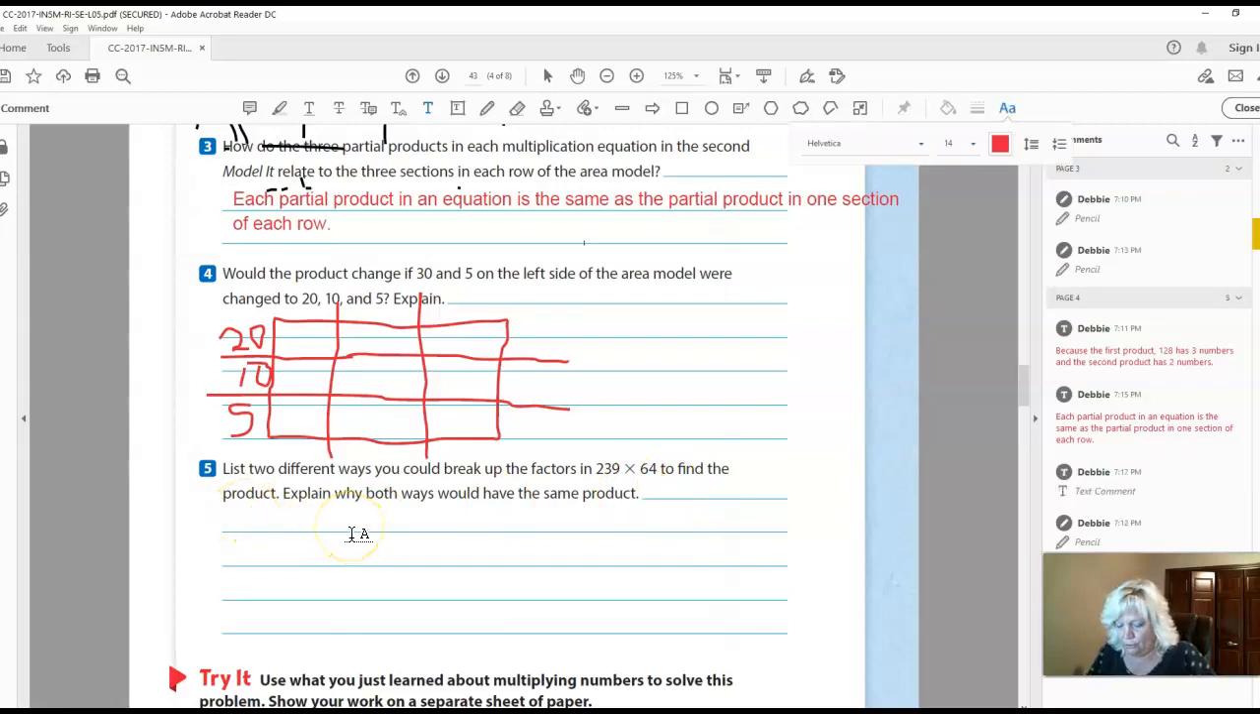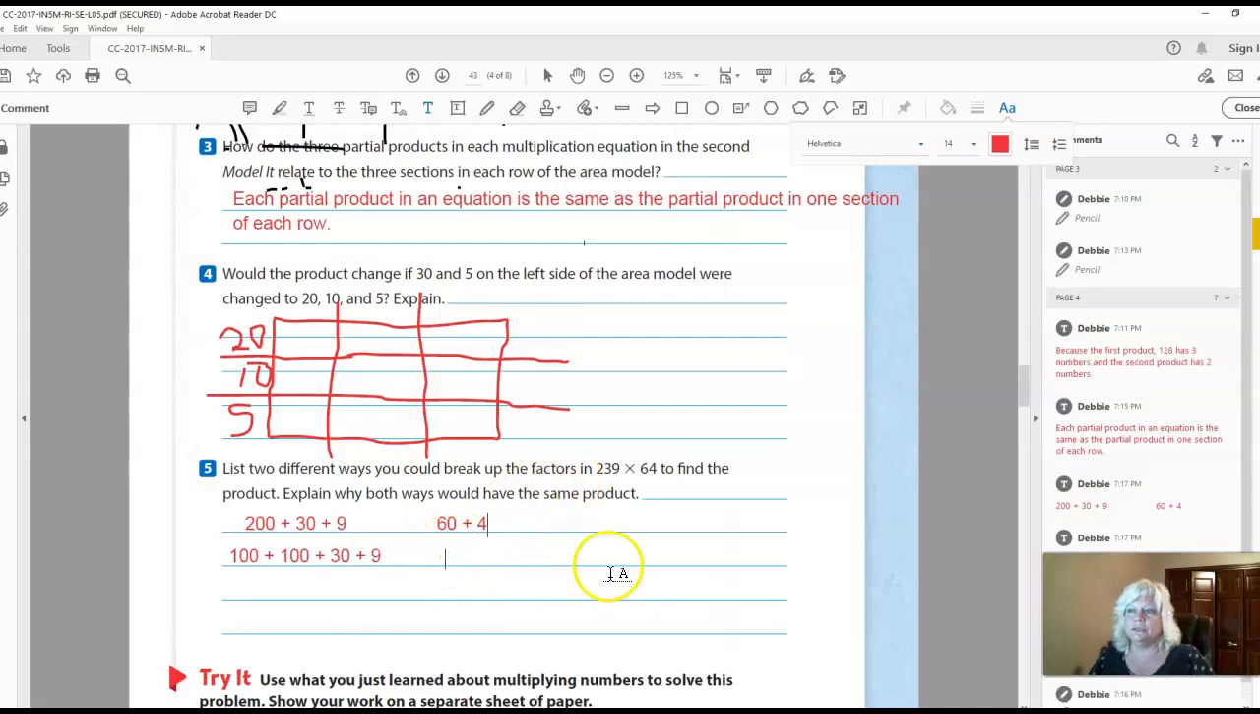So for this one, I could do 200 plus 30 plus 9. Not 0, 9. I could do that one. And then on the next one, the 64, I could do 60 plus 4. Now it says to give us a different way. So the different way, I could do 100 plus 100 plus 30 plus 9.